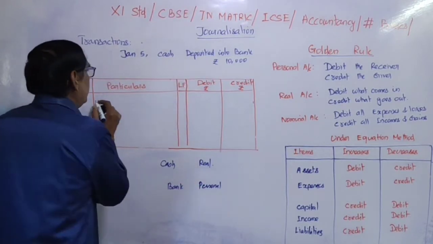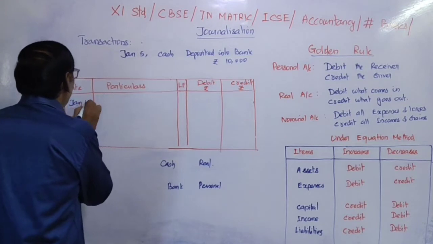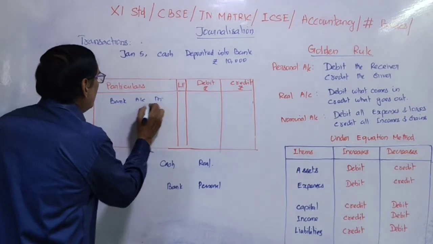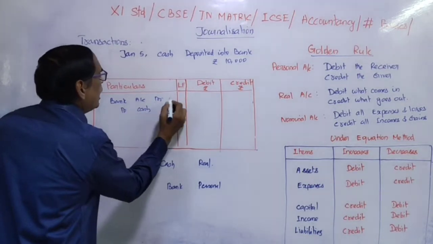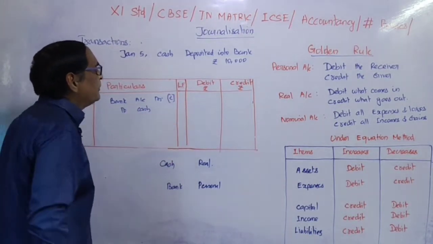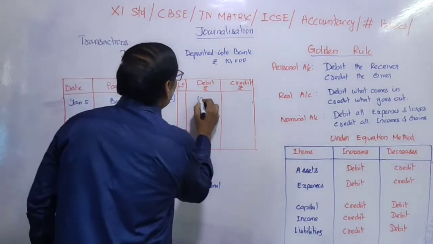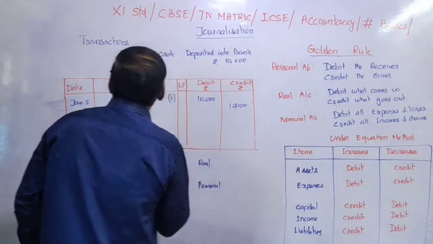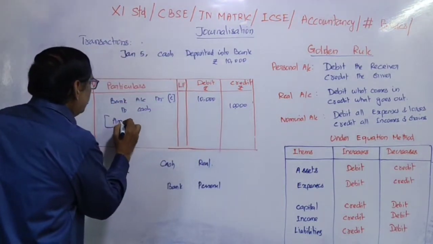So entry is Jan 5, bank account debit to cash. We have to mention like that. C, contra. The amount is 10,000 rupees. Amount deposited into bank. It is a narration.